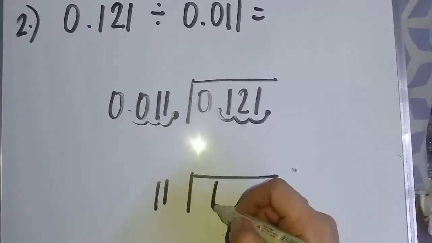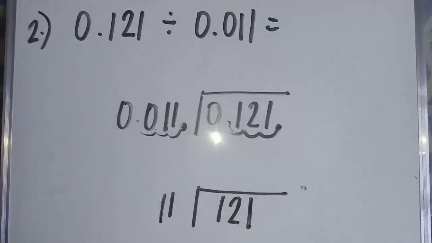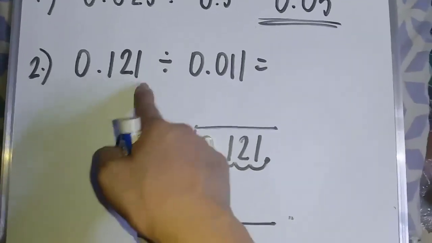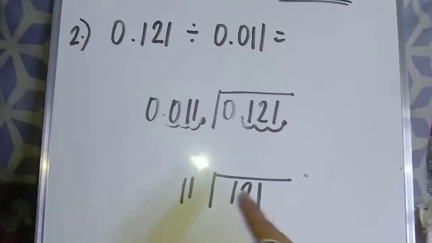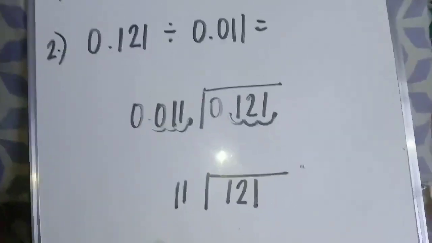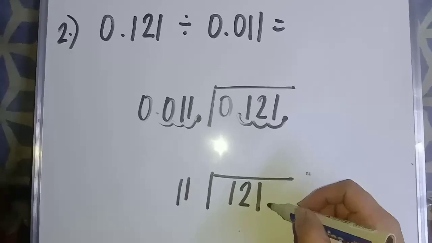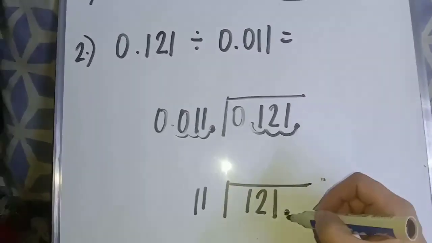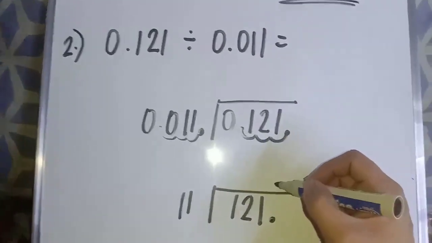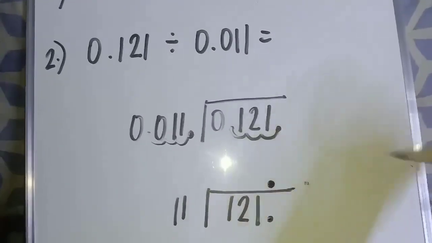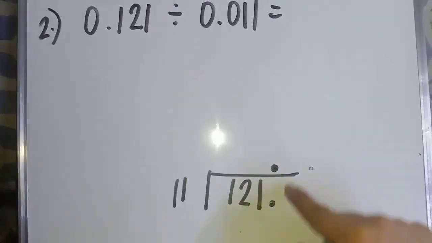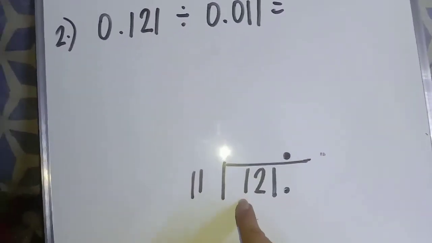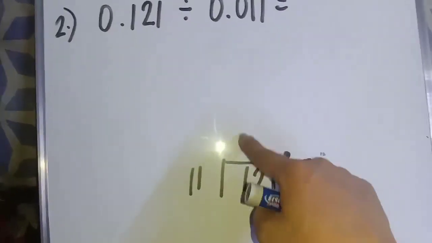Okay, yung nasa loob namin, we have 121. So 0.121 divided by 0.011 is also the same as 121 divided by 11. Okay? So nasaan yung decimal point? Nasa dulo ng 1. Okay? So yung magiging quotient natin, magkakaroon ng decimal point above, dito, nasa taas. Okay? So 1 divided by 11 is 0.